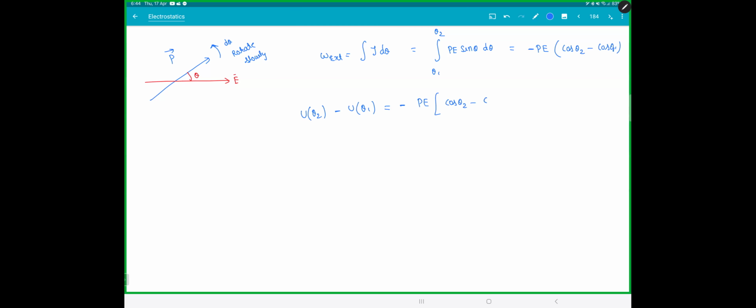And we have to choose a reference of potential energy. So we choose 90 degrees as reference. There, so your formula becomes the potential energy as a function of theta is minus Pe cos theta. This is nothing but minus P bar dot E bar. So your torque is a cross product, your energy is a dot product.